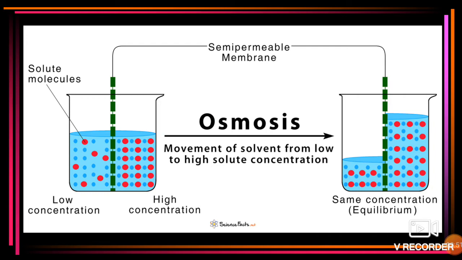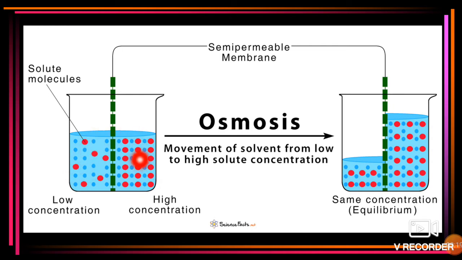Let's see what osmosis actually is. Here you can see the semi-permeable membrane, and the solution has two parts. One has a high amount of solute particles and the other has fewer solute particles. You can say the lower concentration of solute is here and the high concentration of solute is there, so the number of particles is high compared with this particular side.